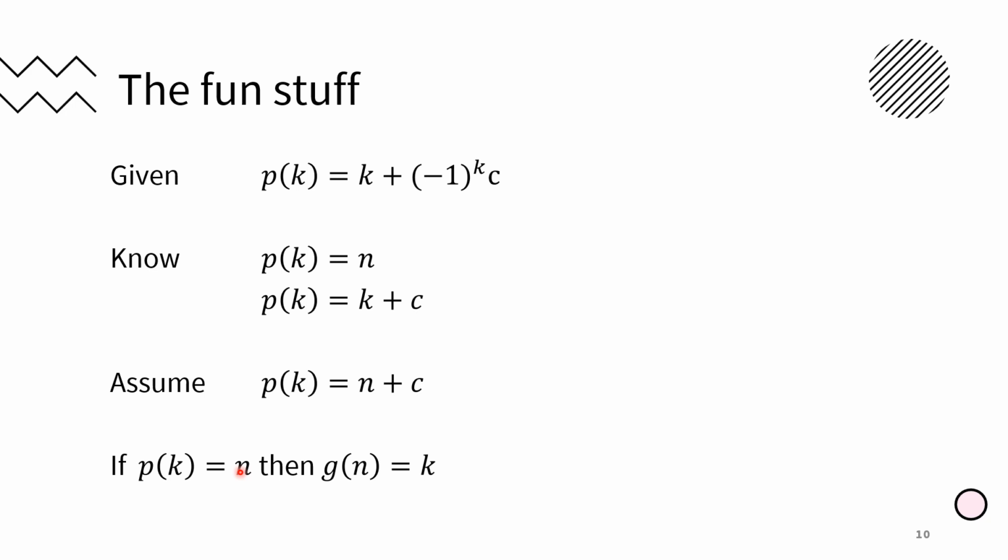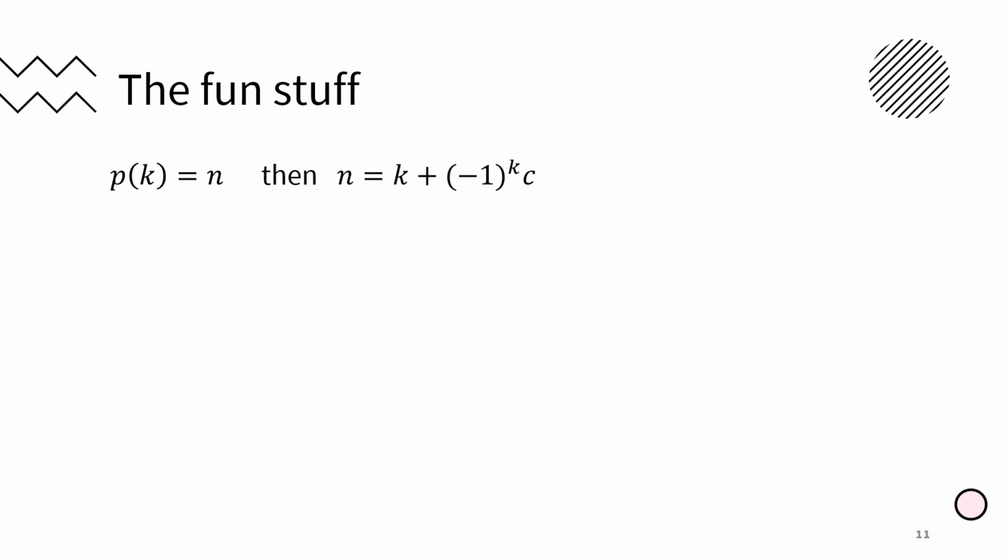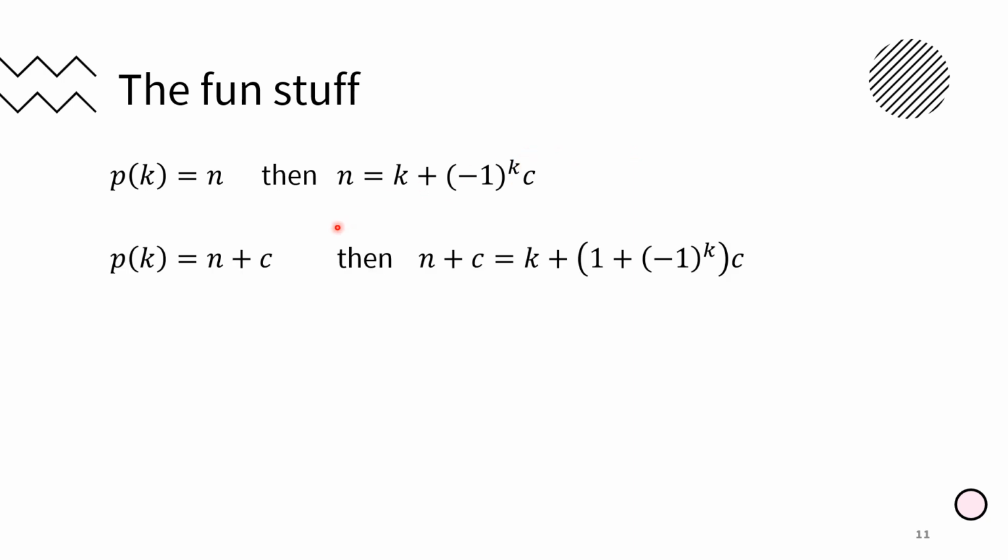So ignoring all this, if p of k equals n, that means a function of k equals n. Let's try to figure out what a function of n equals to k is. That makes sense. We're basically finding the inverse, is another way to think about this. So let's just try to find the inverse. First let's set n equal to the function p of k that we're given. And we also know that p of k equals n plus c from what we assumed earlier.